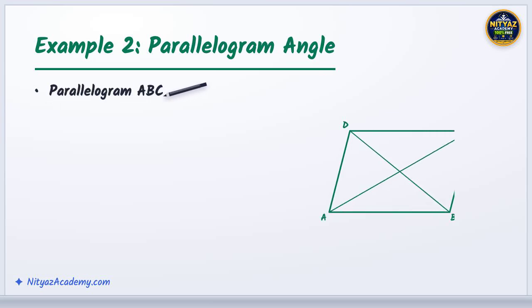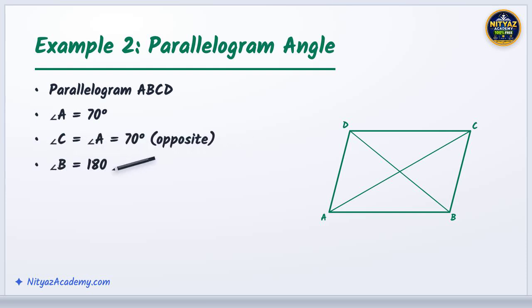In parallelogram ABCD, angle A is 70 degrees. Opposite angles are equal, so angle C is also 70. Consecutive angles in a parallelogram are supplementary. They add to 180, so angle B equals 180 minus 70, which is 110 degrees. Two simple rules give you every angle in the shape.